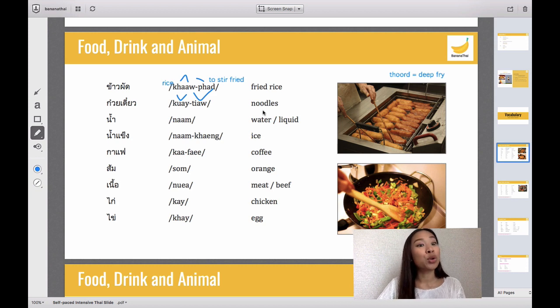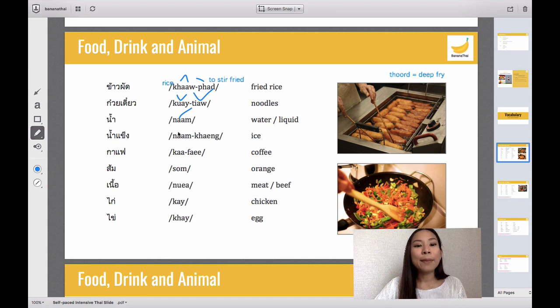ข้าวผัด, stir fry rice. Next word, ก๋วยเตี๋ยว, together, ก๋วยเตี๋ยว, same tone, down and up. ก๋วยเตี๋ยว is noodles or noodle bowl. Next one, น้ำ, the basic word ever, water. น้ำ could also be anything like liquid. So น้ำ is water or liquid. I will show you later how it is when I say it's liquid.